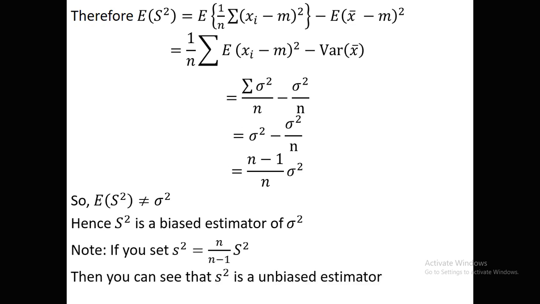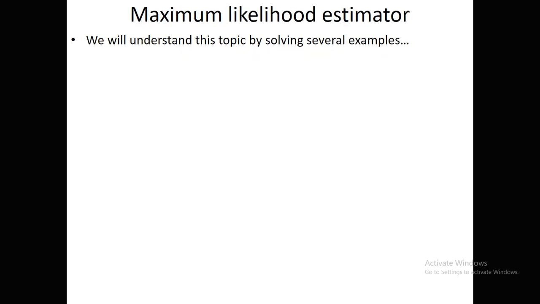If you set small s square as n by n minus 1 into S square, and then take the expectation, you can see that n minus 1 by n will be cancelled. Then E of small s square should be equal to sigma square. In that case, small s square is an unbiased estimator.